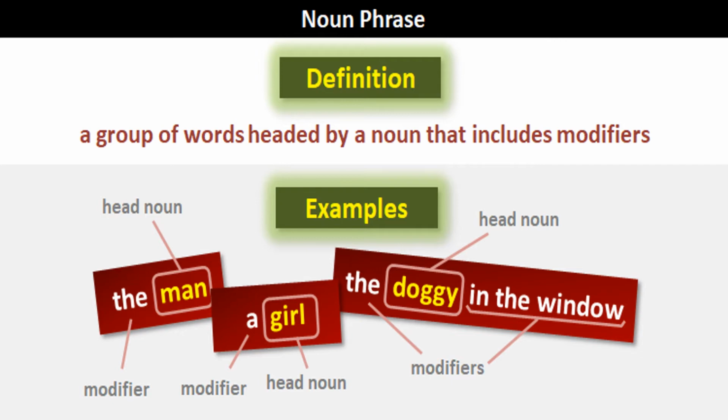Third, the dog in the window. Where is the noun in this phrase? Very good. Dog or doggy. And where is the modifier or modifiers? So in the third example, we have multiple modifiers. The first one is the word the. It is a determiner. And the second one is in the window. Alright.